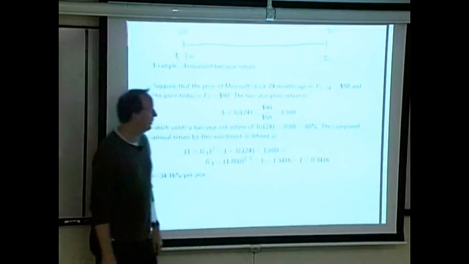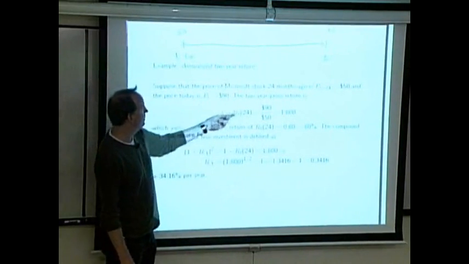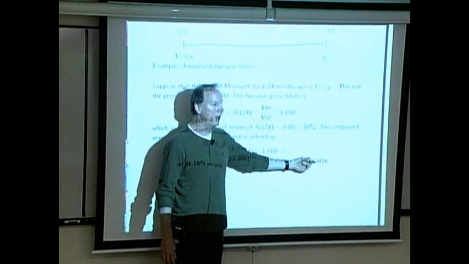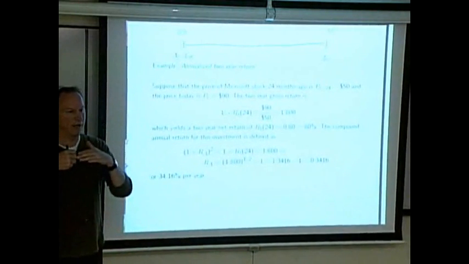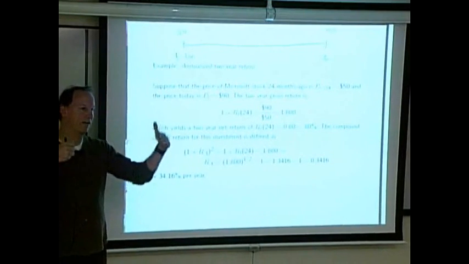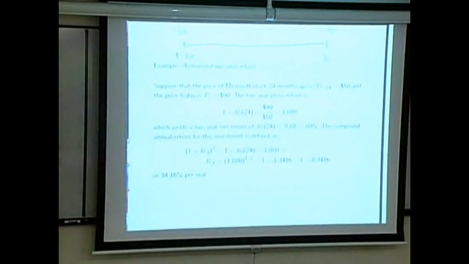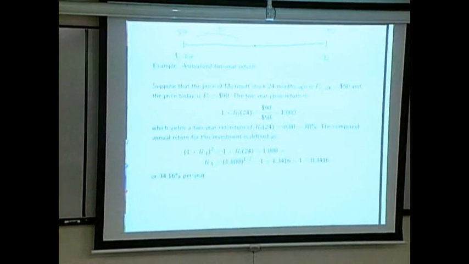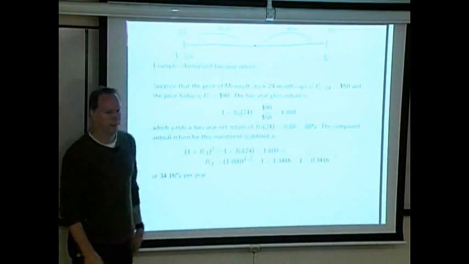And so this gives us 34.16%. So this investment, which gave us a 2-year rate of return of 80%, has an annualized compound rate of return of 34.16%. So if we had an investment such that we got 34.16% every year for 2 years, it would give us the same future value as our investment in Microsoft. That would be the annual rate of return I get for this year and the annual rate of return I get for that year. That would be the same. Okay, so that's the annualization process in this case.